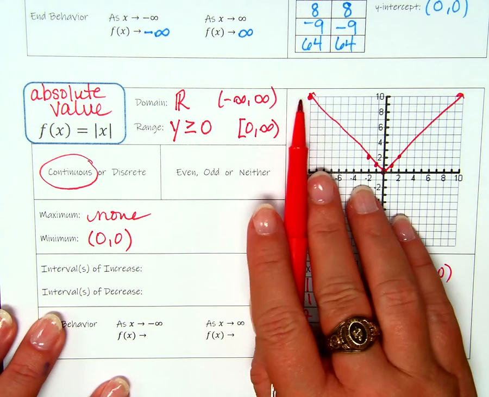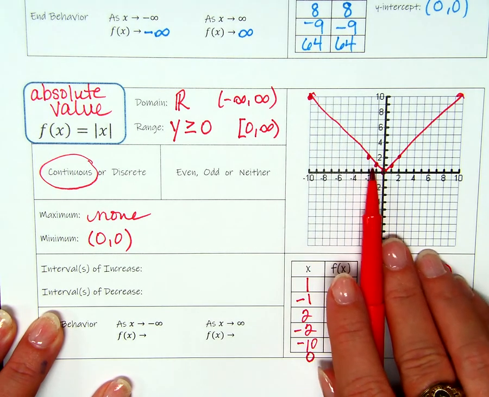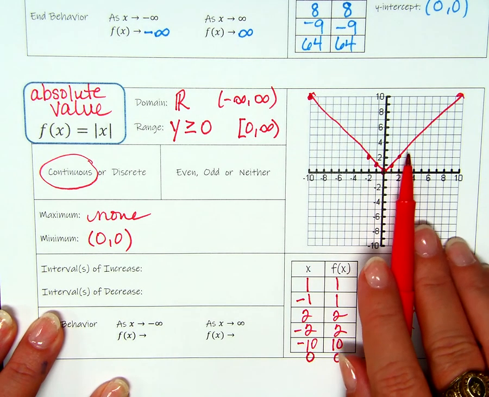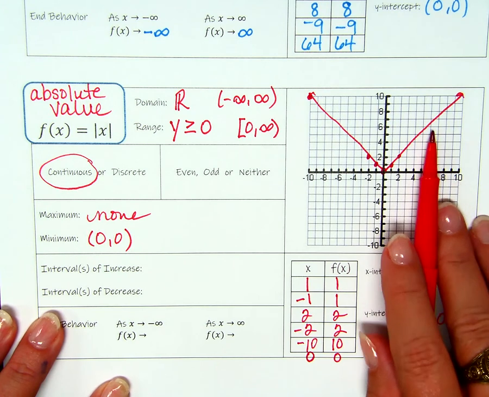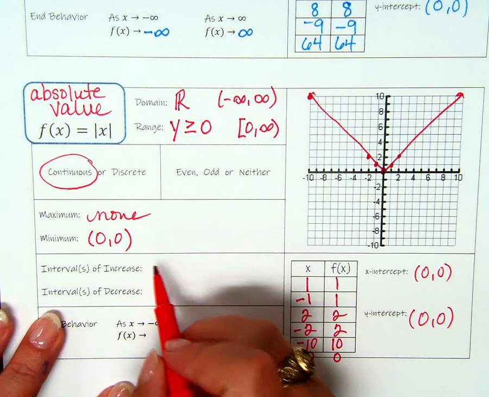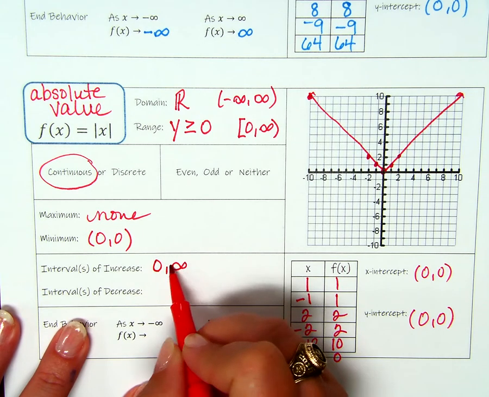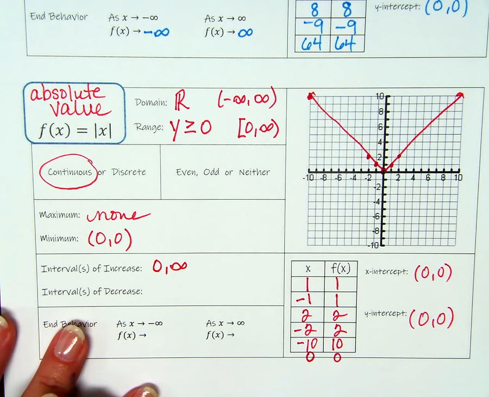Where is it increasing? As I'm going from left to right, is this increasing? Yes. So on the right-hand side of 0 is where it's increasing, right? So I would say starting at 0 and going to positive infinity is where it's increasing, right?